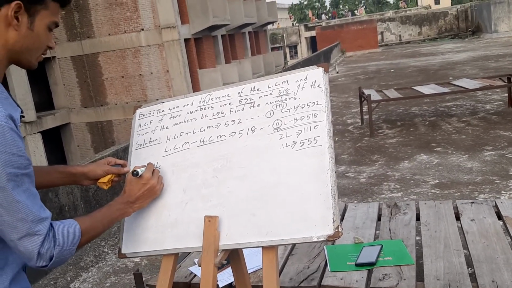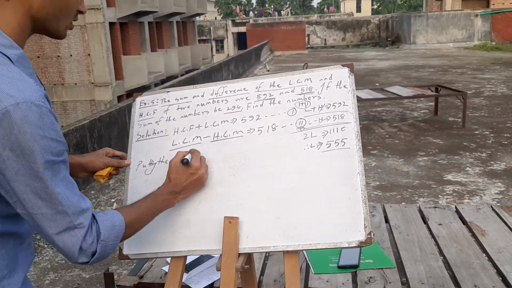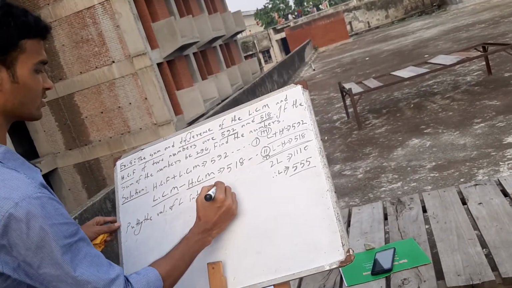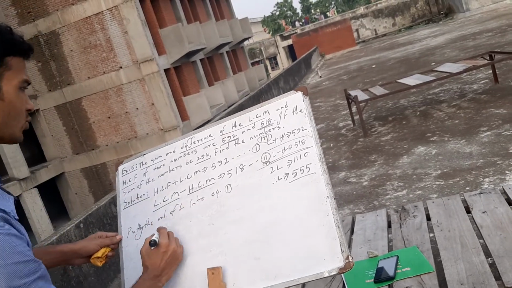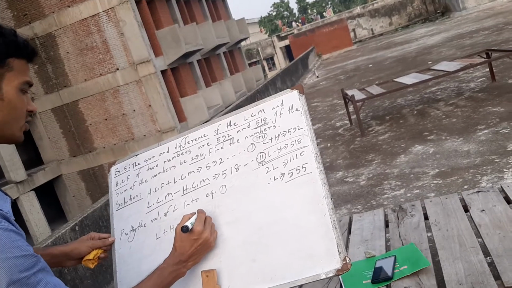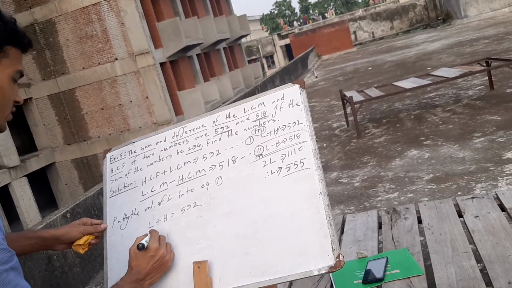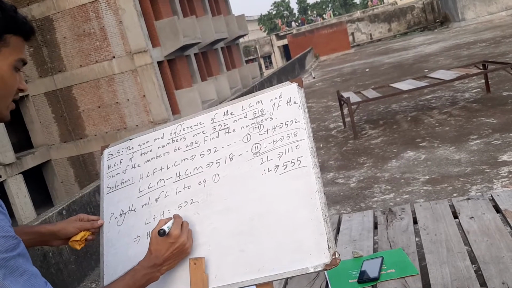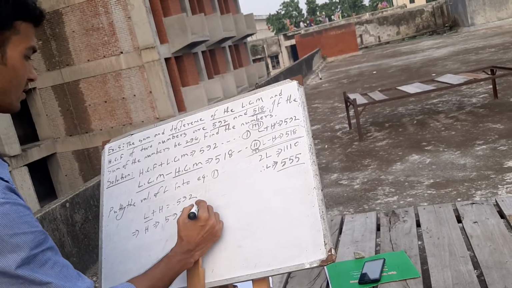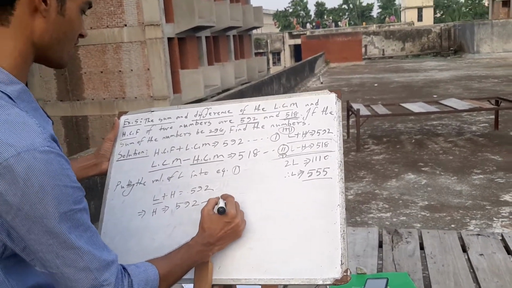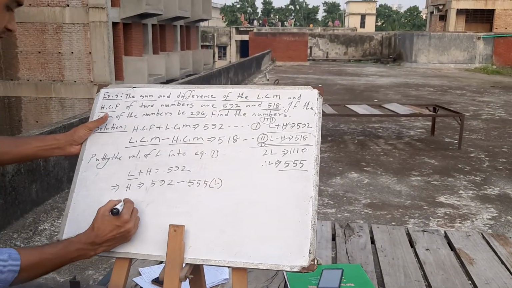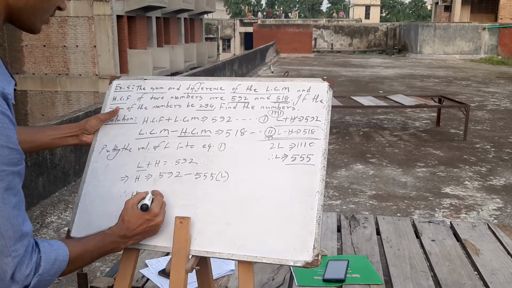Putting the value of L into equation 1, equation 1 is L plus H equals 592. So H equals 592 minus L. 555 is our L. Then we find the HCF, 37.